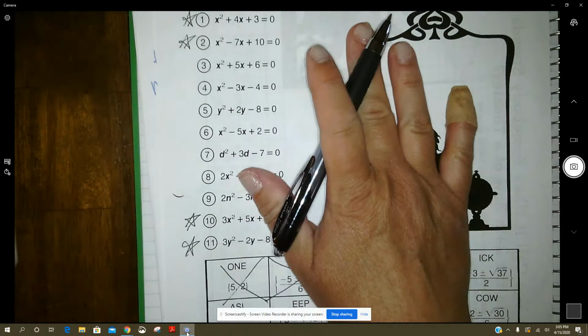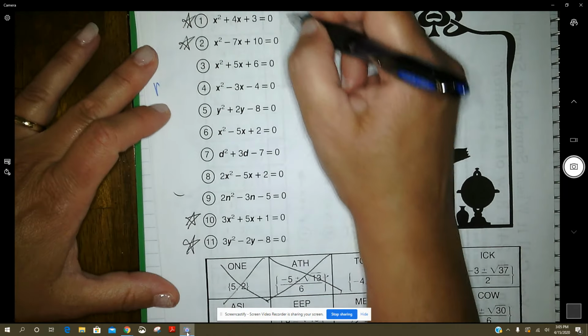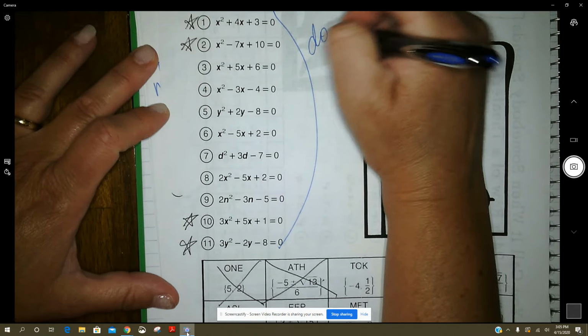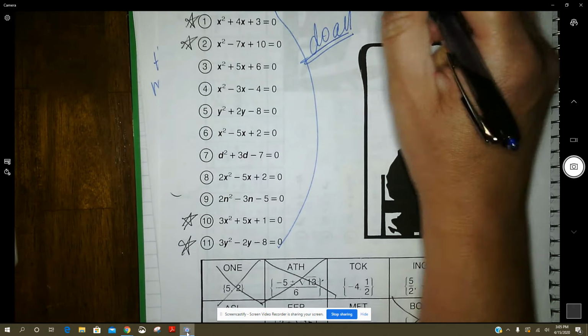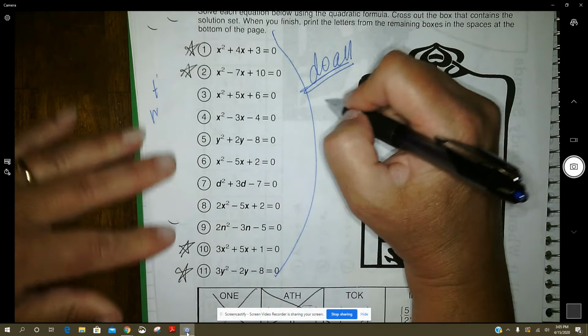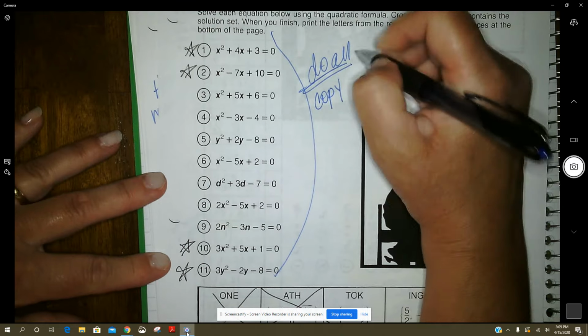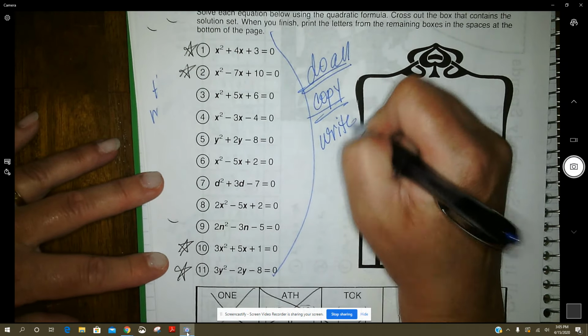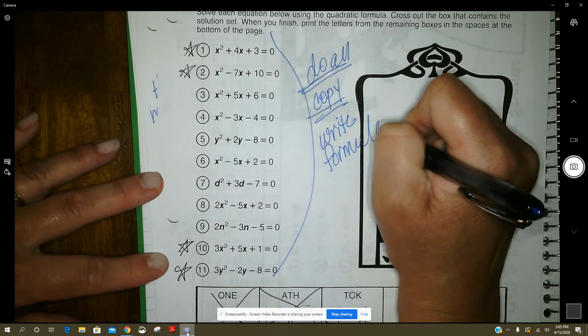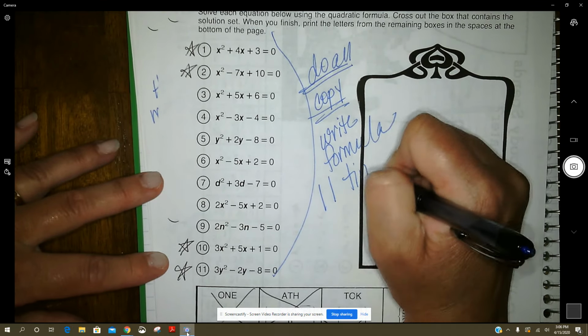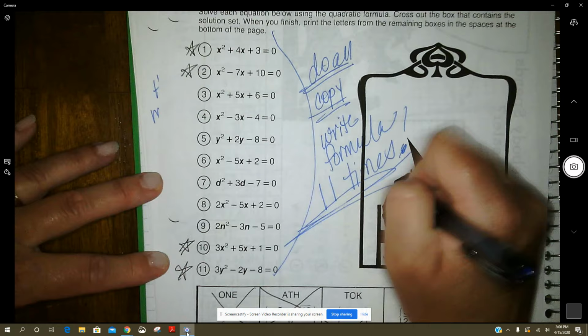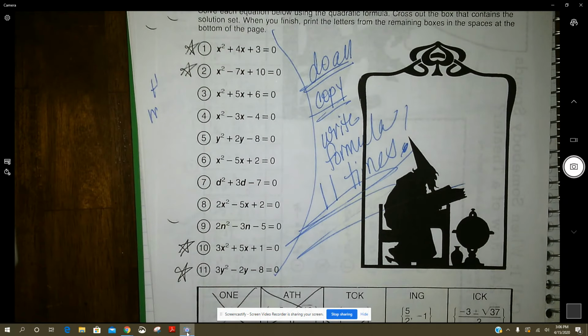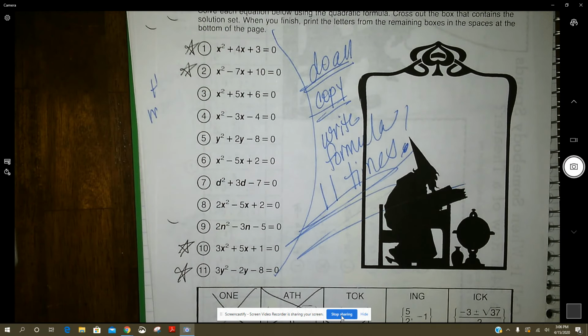All right, ladies and gents, your job is to do all 11 problems. Okay, I want to see those 4 copied in your notes. So copy them into your notes. You're also going to write that formula 11 times. I want to see it. All right. Happy formula. Whoop, whoop.